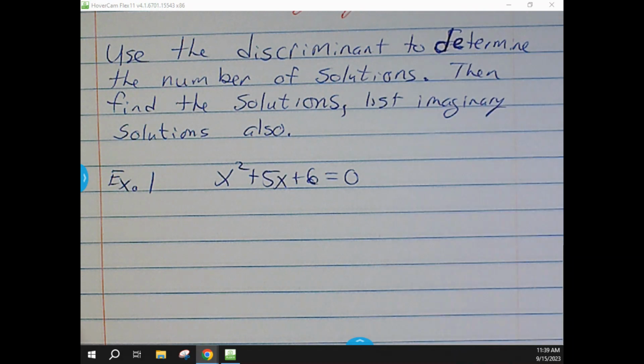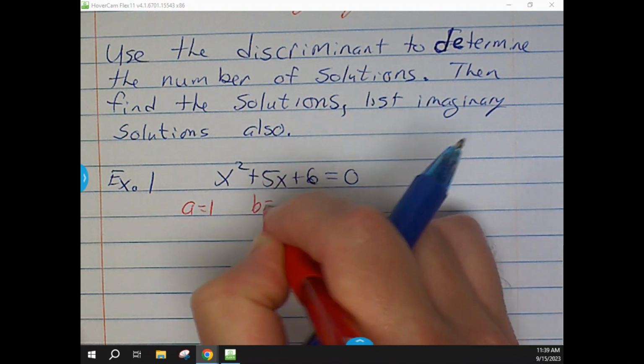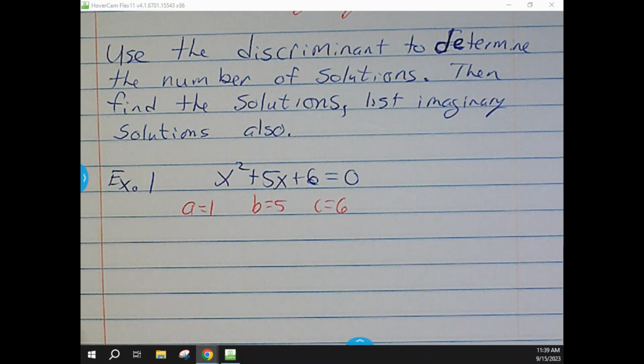All right, here's where we're going to make it easy for what we can do. The a value is 1. The b value is 5. And then the c value is 6.